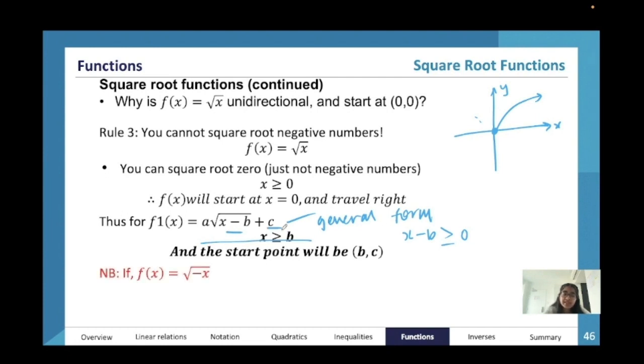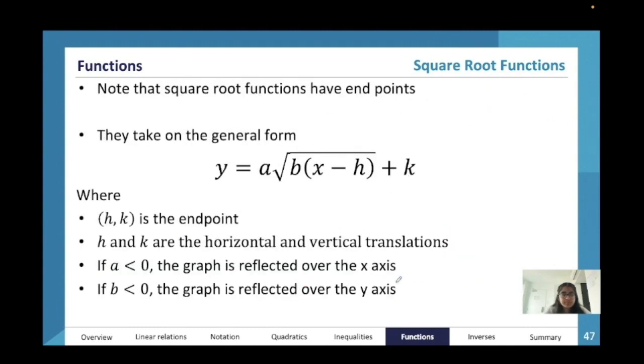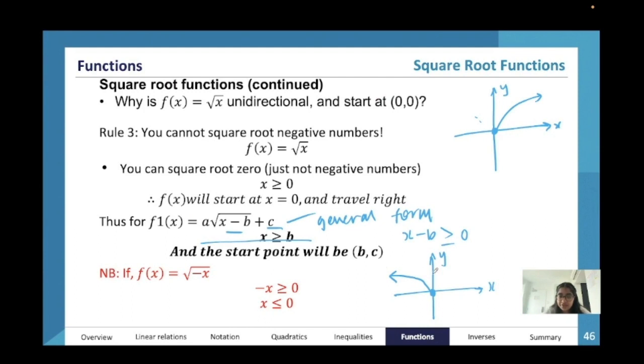But if you have f of x is negative square root of x, so the square root and then inside negative x, then negative x is greater than or equal to 0, which means x is less than or equal to 0. So the graph will look like this. So we've got y, got x, and it goes this way. So that's the way it's going to look. So essentially here, if x is 4, you can't do square root of negative 4, but you can do square root of negative negative 4, which is just square root of 4.